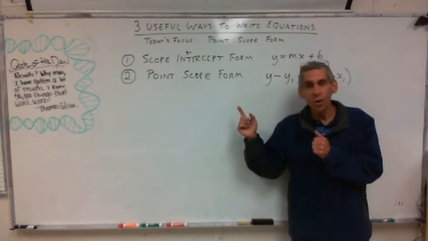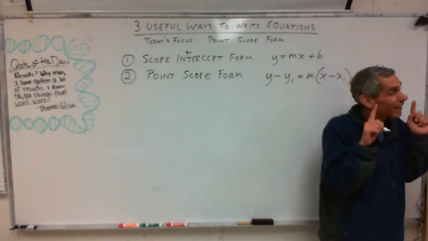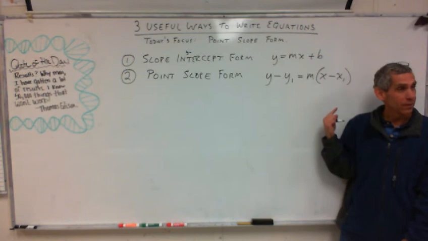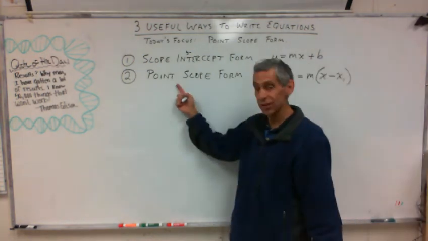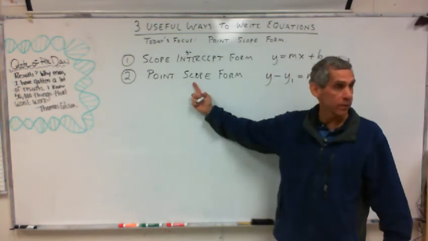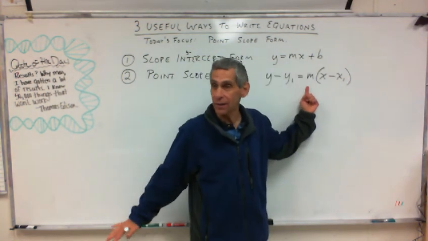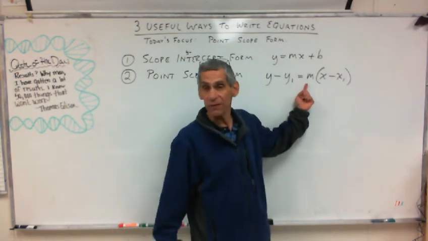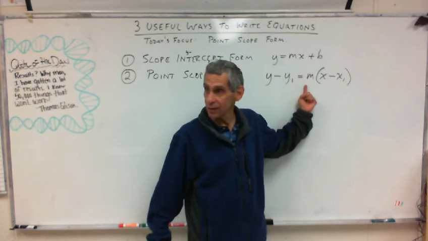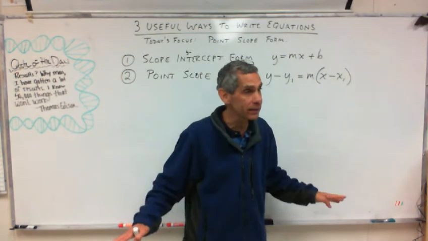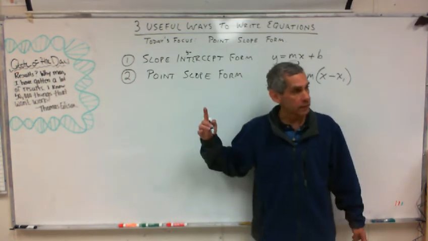Okay, so what do you think they might have given you in this form? A point and a slope. They did. What is the slope? M. Right, they gave you an M. You don't have to do any calculating. It's right there. Whatever's in front of the parentheses is your slope. Period. End of statement. So easy. But they also gave you what?